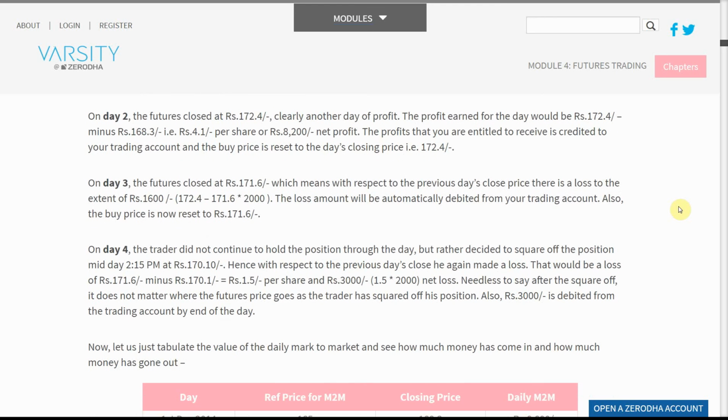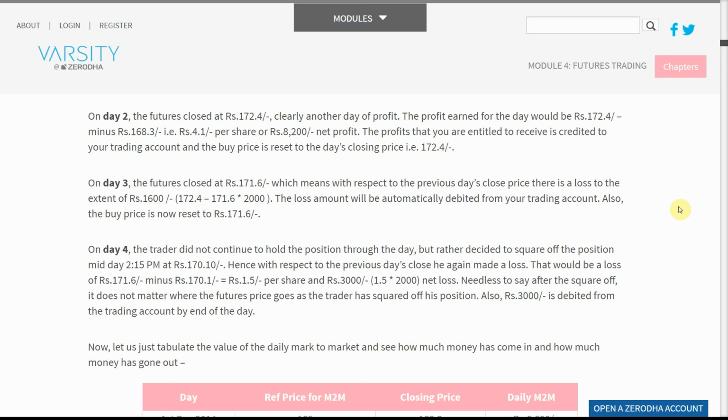172.4. On day 3, the futures closed at 171 rupees and 60 paise, which means with respect to the previous day's close price there is a loss to the extent of 1,600 rupees, 172.4 to 171.6 times 2,000. The loss amount will be automatically debited from your trading account. Also, the buy price is now reset to 171 rupees and 60 paise. On day 4, the trader did not continue to hold the position through the day, but rather decided to square off the position midday at 2:15 p.m.